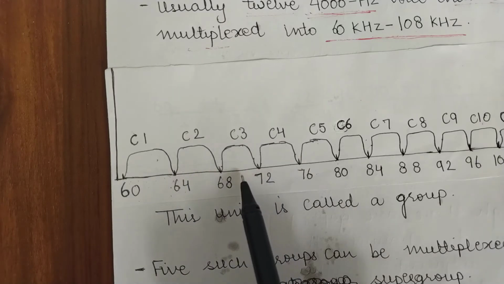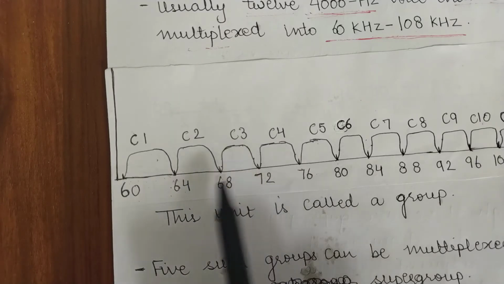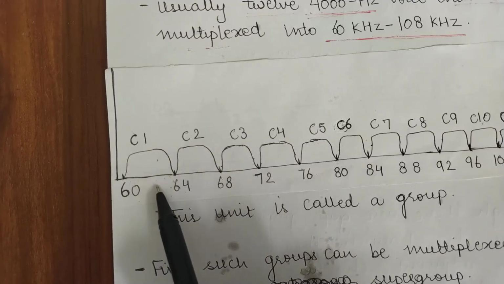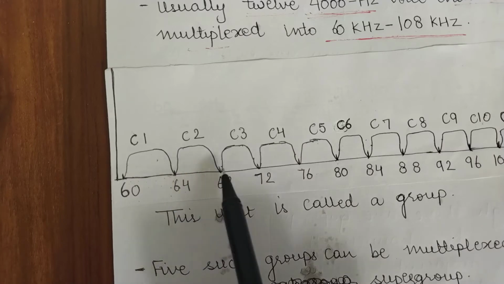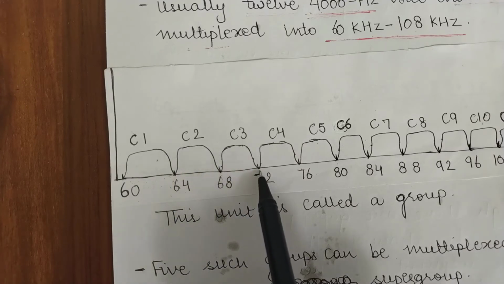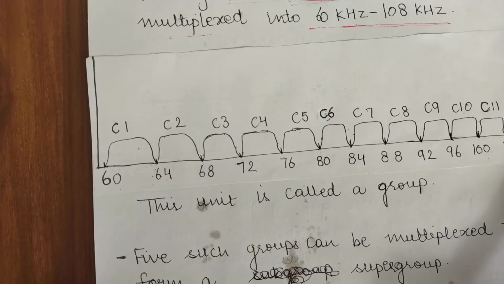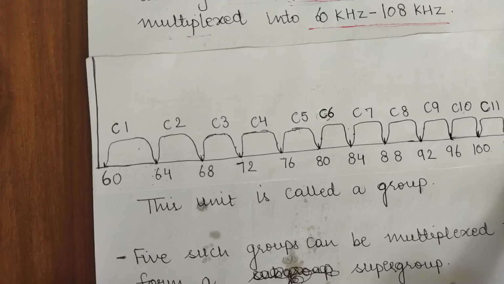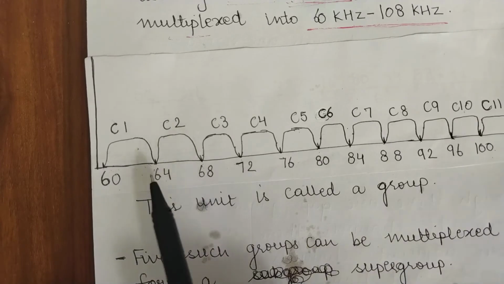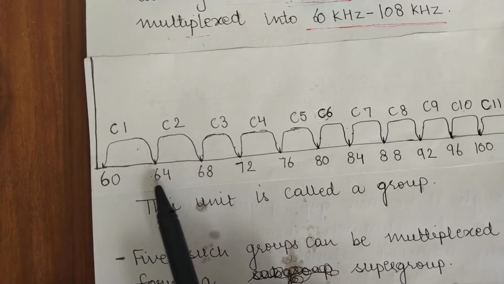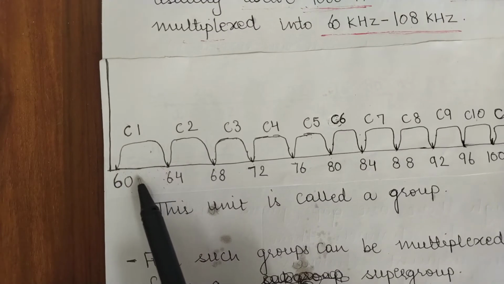68 to 72 again 4000 hertz. I'm sorry, not 4 hertz, 4000 hertz. So from 60 to 64 it is 4000 hertz. Then again from 64 to 68 it is 4000 hertz. And again from 68 to 72 it is 4000 hertz, and so on till 108 kilohertz, right? So basically 60 to 64 makes it 4 kilohertz, and 4 kilohertz is equal to 4000 hertz.